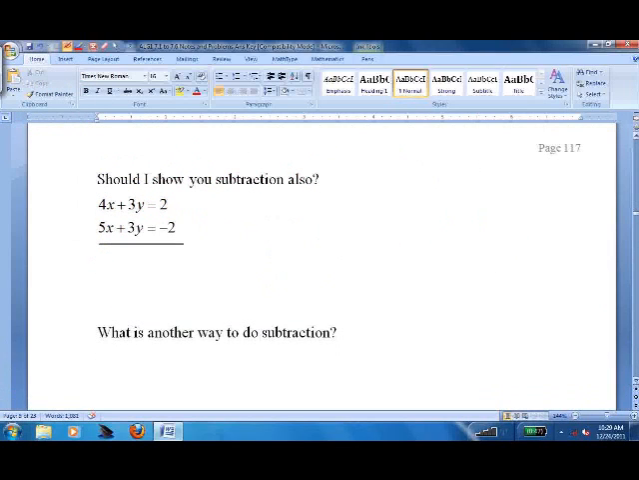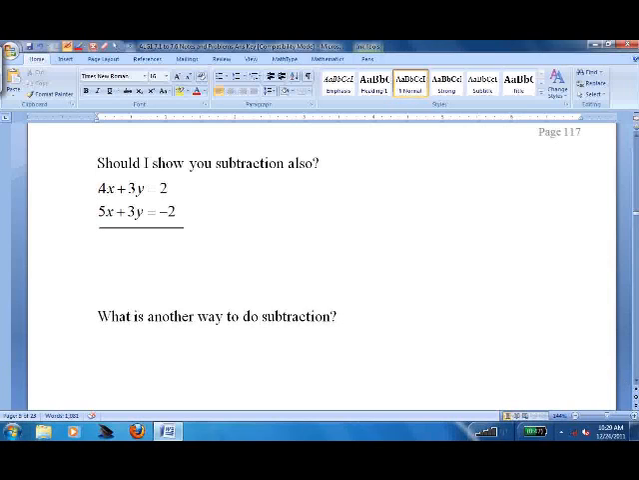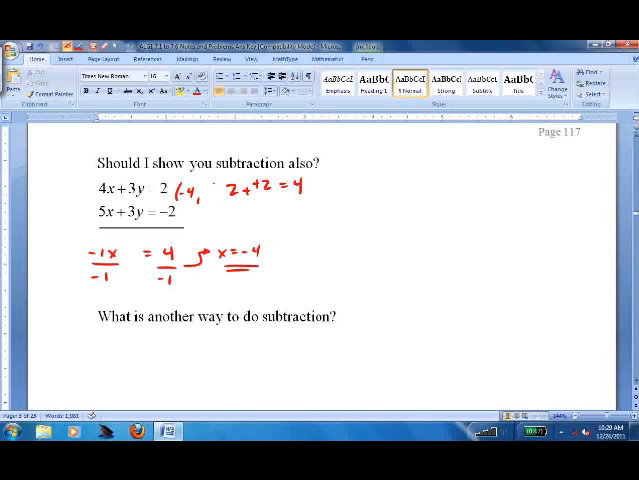Now, some people do subtraction. So 4x minus 5x is negative 1x. 3y minus 3y vanishes. 2 minus negative 2 is 4. Divide both sides by negative 1, and we get x equals negative 4. So there's the first part. I'm going to erase this just because it's in the way.